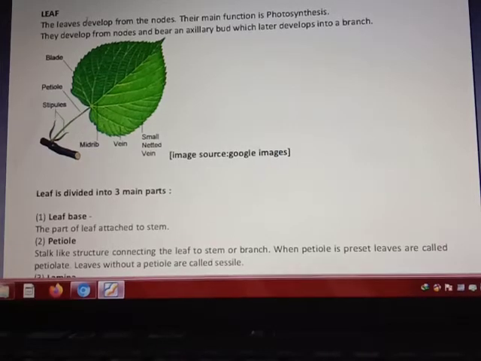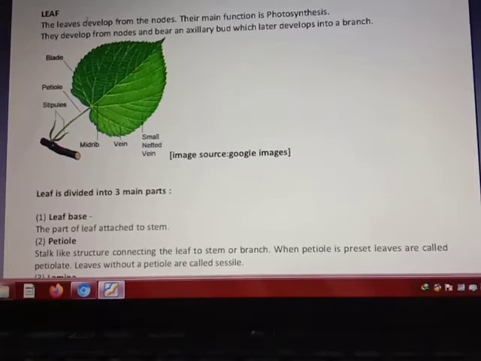Welcome students, we are back with the next topic, that is about the leaf. In this topic we will study the morphology of a leaf, that is, the structure of a leaf, and then its modifications. Today we will cover only the morphology of the leaf. Before that we covered the root and stem, their general structure, their functions, and their modifications.